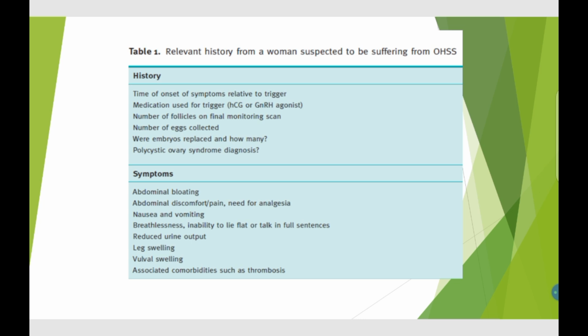In history, we should ask about time of onset of symptoms relative to the trigger. What was the trigger which was used, that is hCG or GnRH agonist, number of follicles on final monitoring scan, and number of eggs collected, where the embryos replaced and how many eggs were replaced. Polycystic ovary, was the PCOS diagnosis in that particular case. Symptoms such as abdominal bloating, abdominal discomfort, pain, any need for analgesia, nausea, vomiting, breathlessness, reduced urine output, leg swelling, vulval swelling, associated comorbidities such as thrombosis we need to look for.